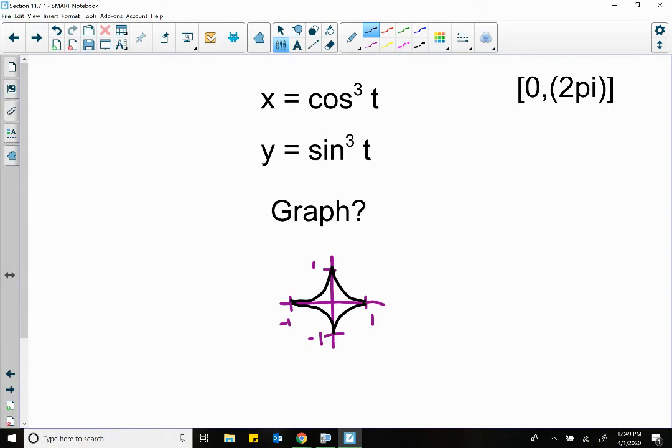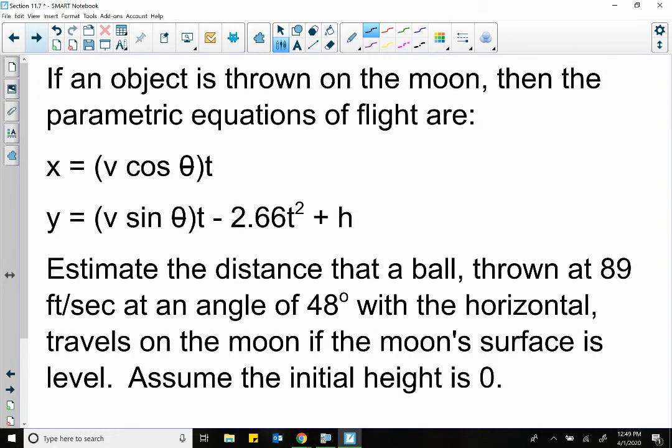All right. Last piece, word problem. So I promise you this is not that bad. Okay? So here we go. So we know that if an object is thrown on the moon, then the parametric equations of flight are x equals parenthesis v cosine theta parenthesis t, y equals parenthesis v sine theta parenthesis t, minus 2.66 t squared plus h.